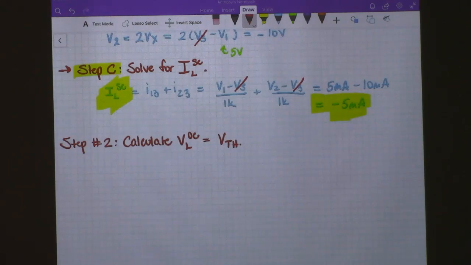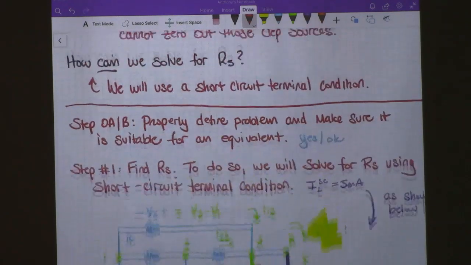If you know how to do your nodal analysis or your mesh analysis pretty flawlessly, then there's very little new here. It's just two different versions of the same thing. All right, so let's redraw the circuit.